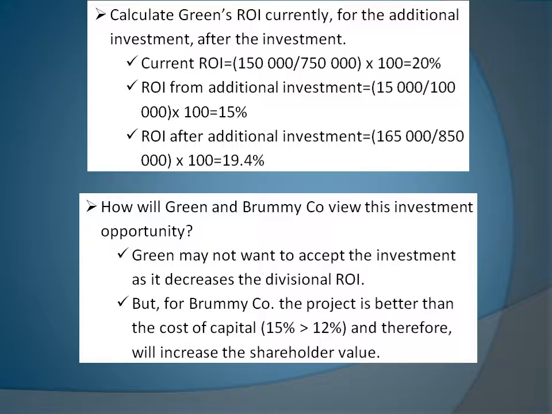Considering how Green and Primary Corporation view this investment opportunity, Green may not want to accept the investment because it decreases the divisional ROI. But for Primary Corporation, the project is better than the cost of capital because the project gives a return of 15%, which is greater than 12%, the cost of capital. Therefore, this will increase the shareholder value.